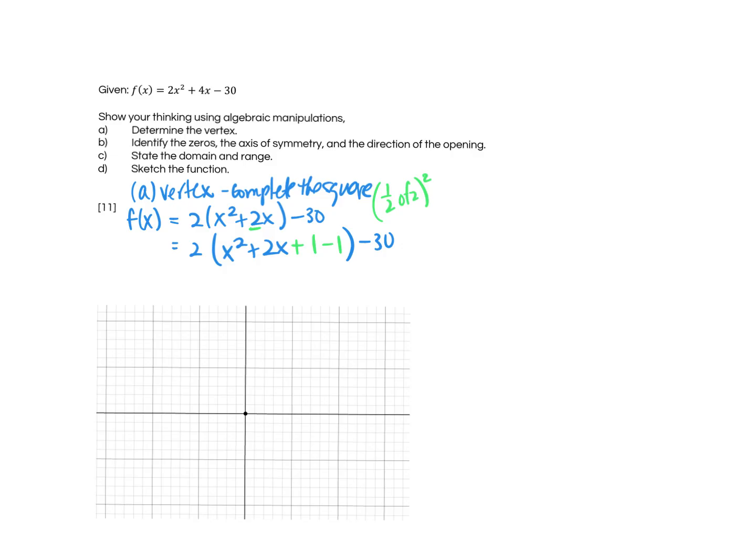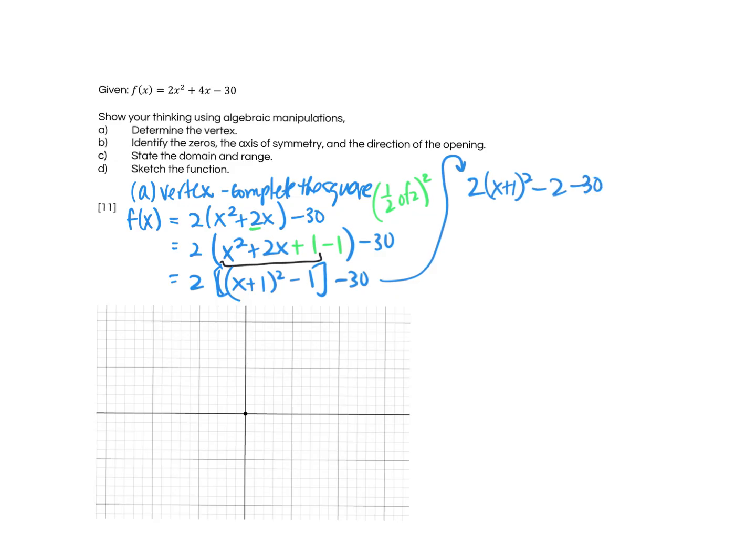What I'm going to do now is look at the first three terms here, and that's going to give me a perfect square. So I'll write that out now. That's (x + 1)², and the -1 is still there. It's impacted by the 2 out front, so I need to make sure I don't get rid of it. I'm going to follow up here. So then in this line, I'm going to do the distributive property to get 2(x + 1)² minus 2 minus 30, and finally 2(x + 1)² - 32 is our final answer.